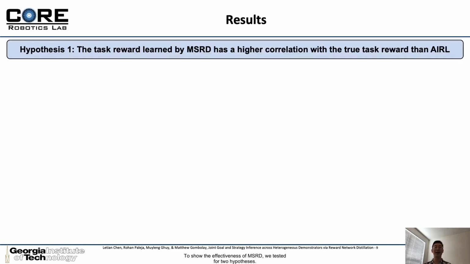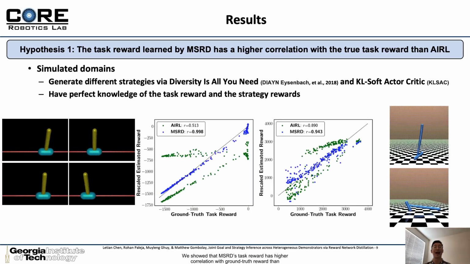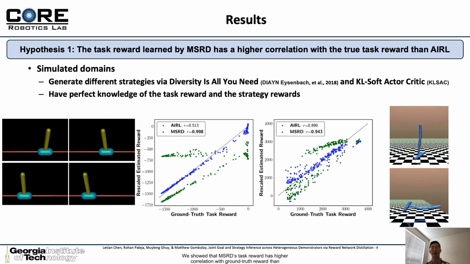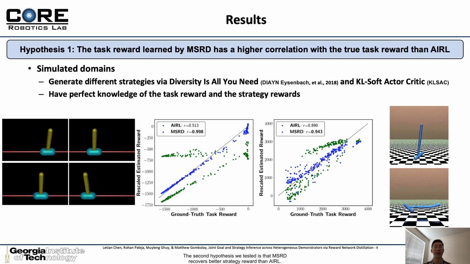To show the effectiveness of MSRD, we tested two hypotheses. The first one is that MSRD recovers better task reward than ARL. To test this hypothesis, we first generate the strategies via DIN and KLSAC. We show that MSRD's task reward has higher correlation with ground truth reward than ARL when evaluated on collected trajectories.